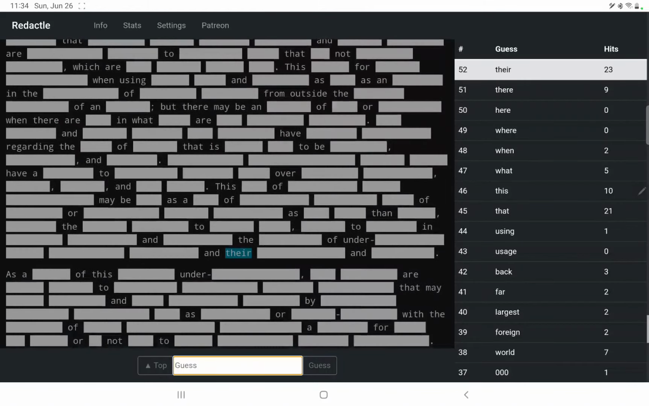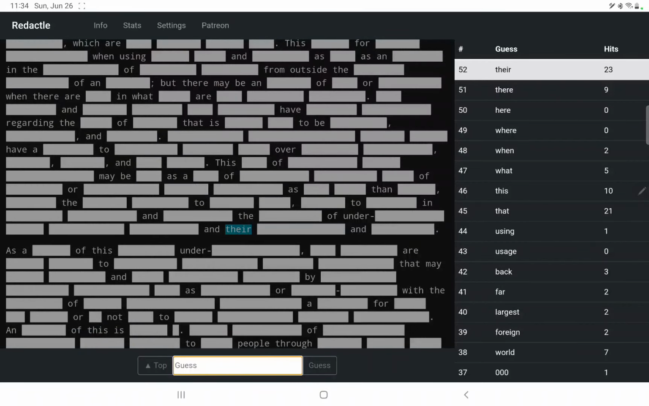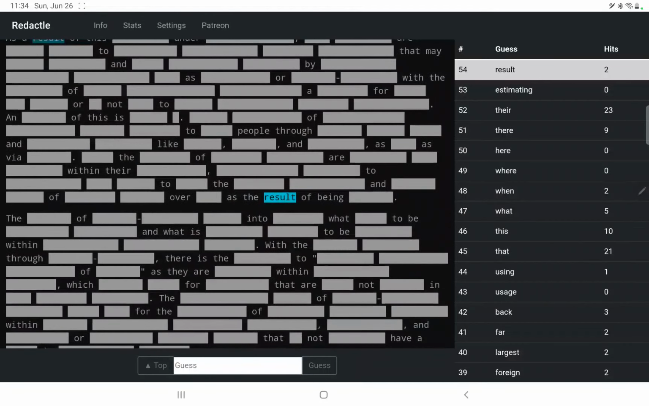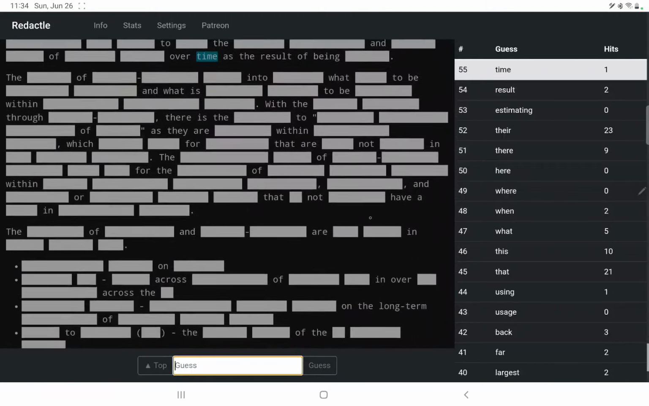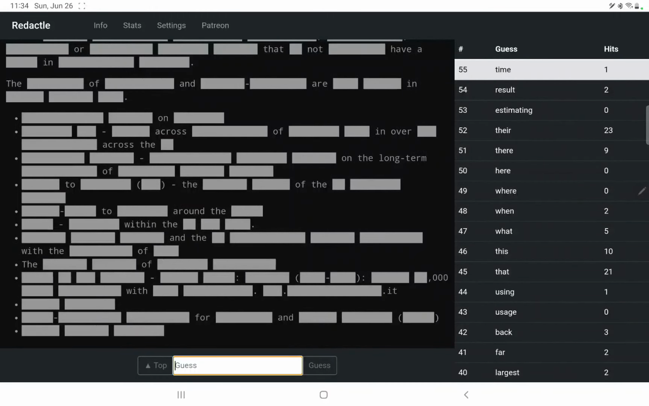So let's, of under something, could that be underestimating? No. As a result of this, something under something. Okay, let's have a look at the two results. Let's try time. Okay, over time as a result of being something. On the long term impact, byproduct.